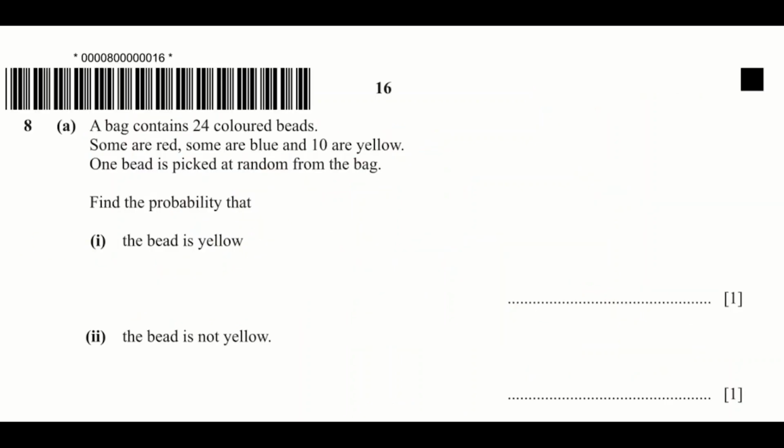That will be question 8a. A bag contains 24 colored beads. Some are red, some are blue, and 10 are yellow. So that means yellow, y, is equal to 10. One bead is picked at random from the bag. Find the probability that the bead is yellow. That is 10 out of 24, which is the same as 5 out of 12.